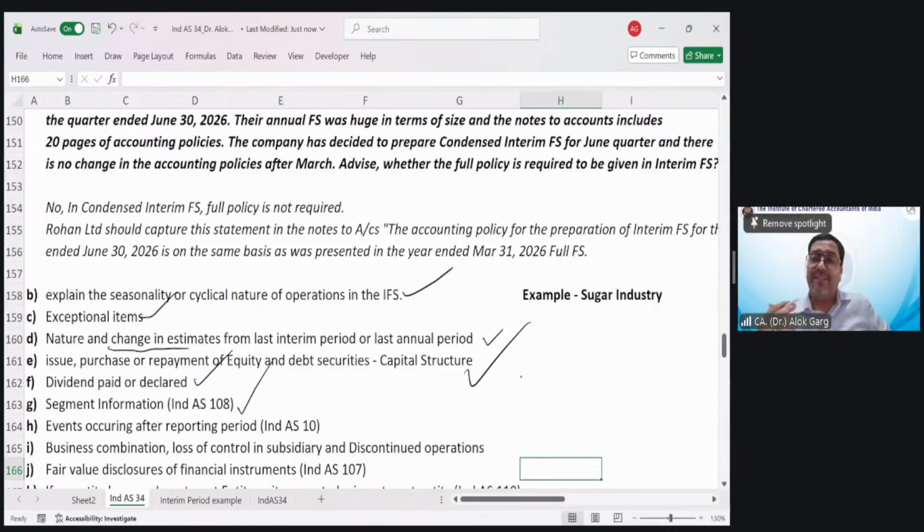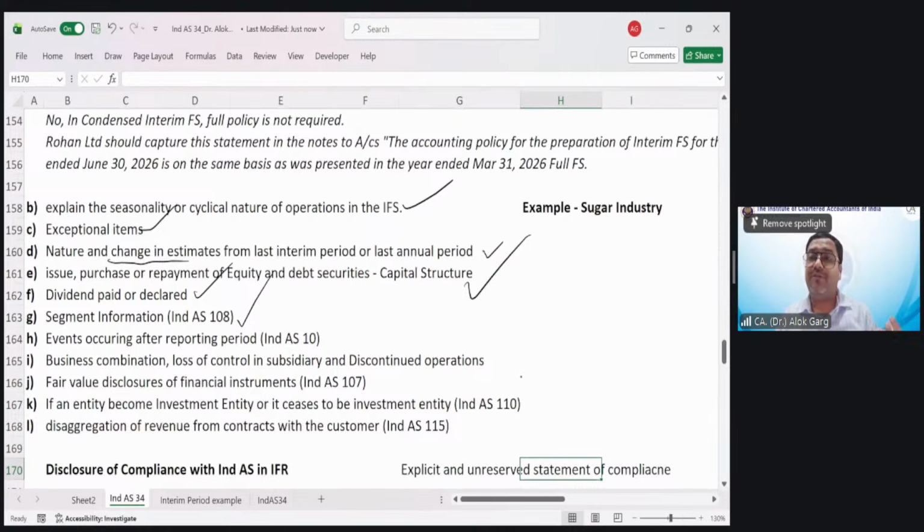If it is a seasonal or cyclical nature of operation, it is required to be disclosed in the notes to the results. Exceptional items have to be disclosed separately. The accounting policy changes have to be shown separately, right? So all these items, segment reporting, many of the items are part of the results, part of the notes to the results also, okay.